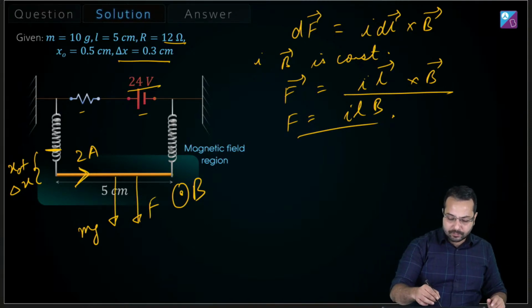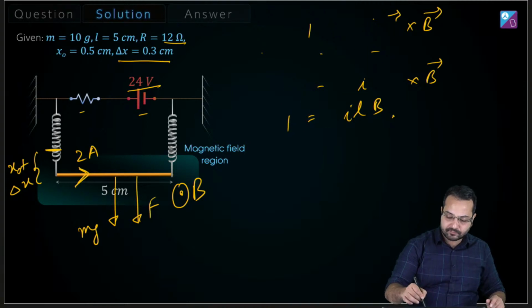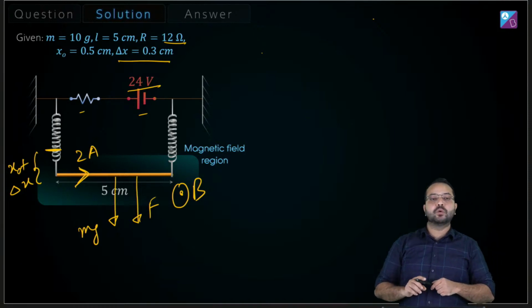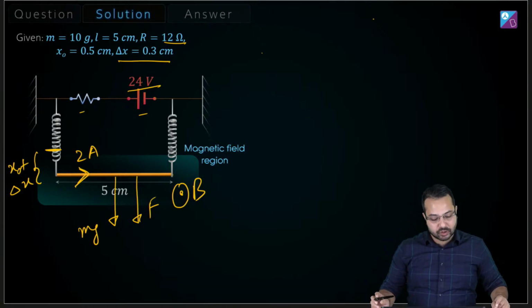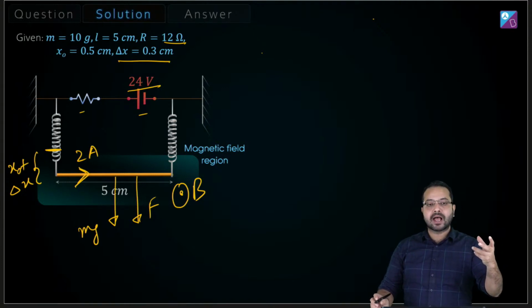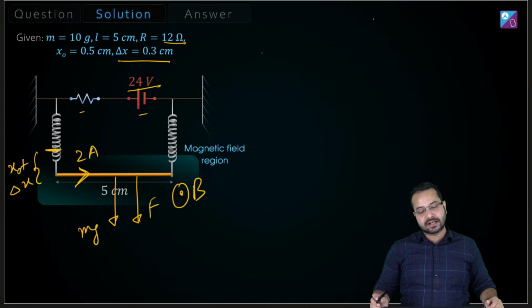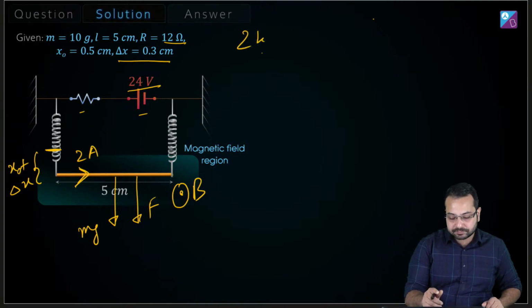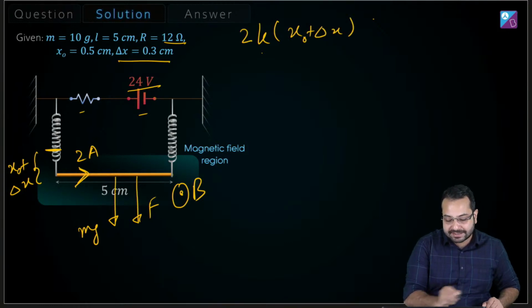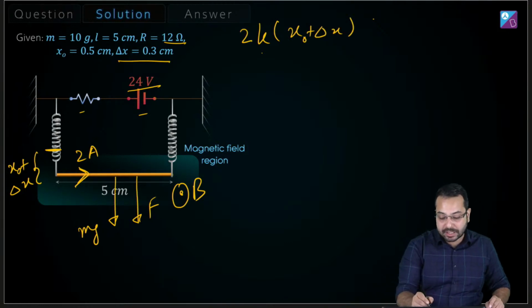Okay, now once we have figured that out, calculating the value of the magnetic field is not difficult at all. So I'm going to rub this off, and now we are going to write the new equilibrium equation. All right, now the spring has an elongation of x naught plus delta x. So the force exerted by one spring is going to be k into x naught plus delta x. Then there are two springs, so multiplied by 2, and this is going to be equal to F plus mg.